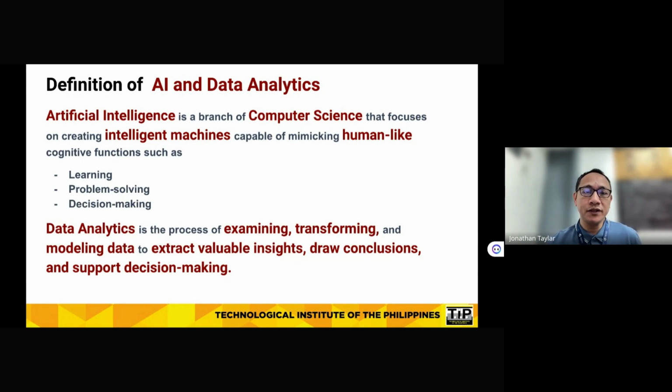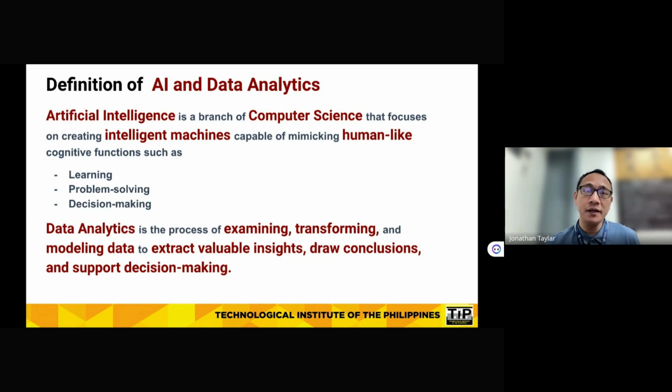Well, for a start, artificial intelligence is a branch of computer science, and it aims to create intelligent systems capable of performing tasks that typically require human intelligence. This field focuses on developing algorithms and technologies that enable machines to mimic various cognitive functions such as learning, problem solving, and decision making.